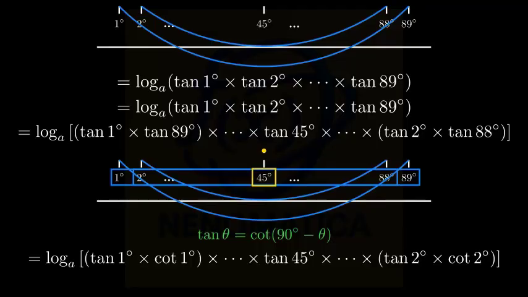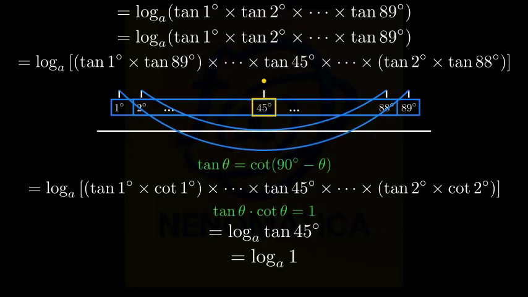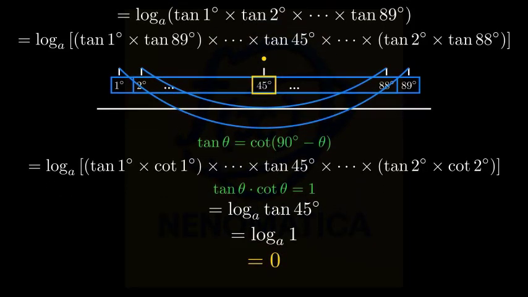Step 6 substitutes the special value. Tangent 45 equals 1. Finally, the logarithm of 1 is 0 for any positive base not equal to 1. So the value is 0.